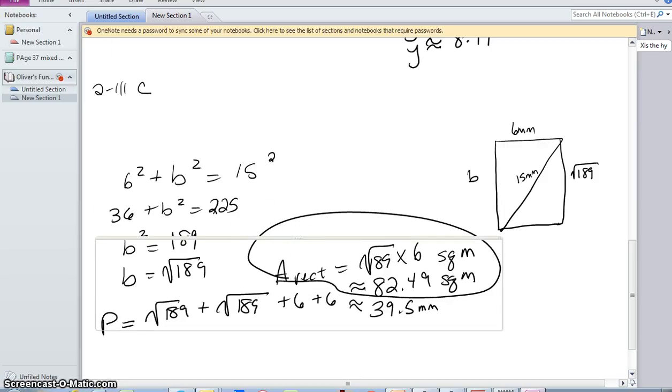2-112, the Garcia family problem, will be assigned for performance tonight.